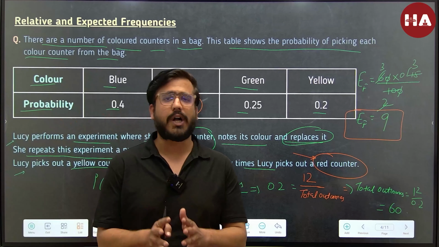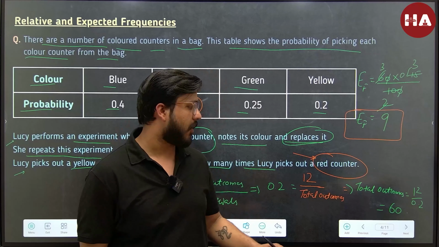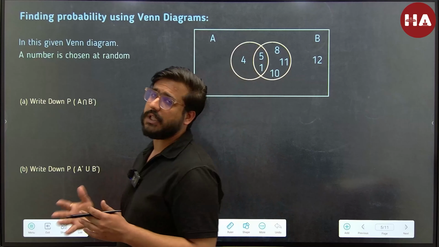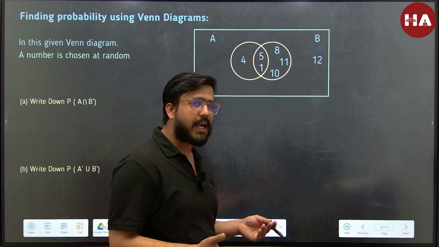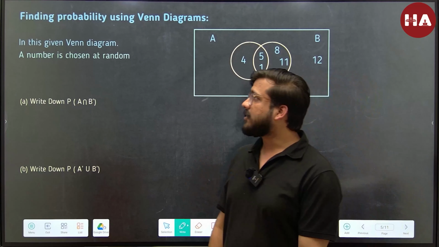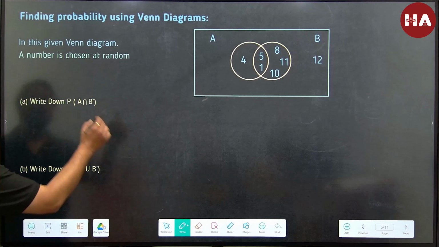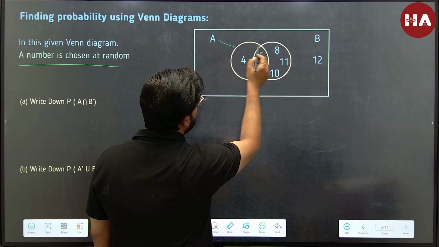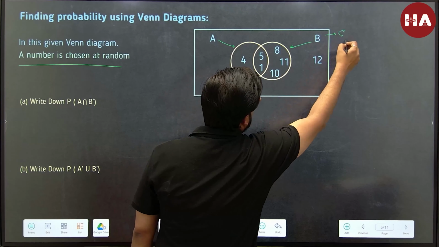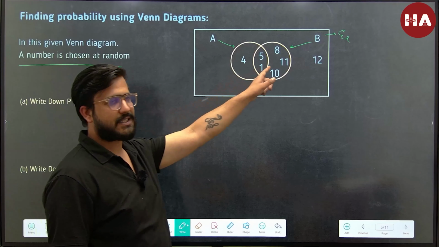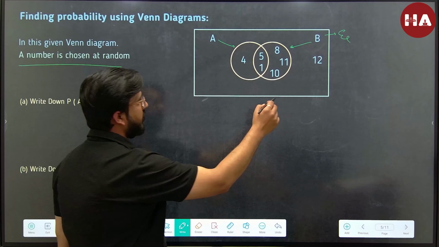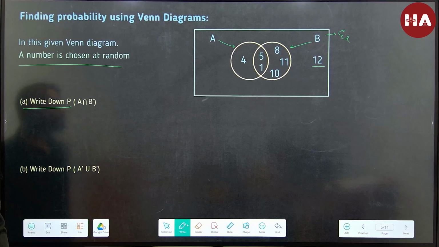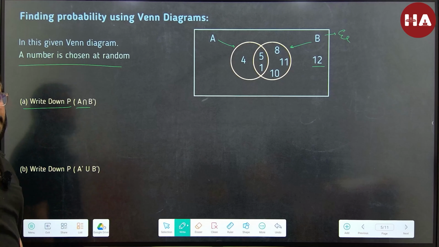Okay, students, what expected frequency is, that we know now. Now let's move to another concept of solving probability questions with the help of a Venn diagram. So we will understand it with the help of a question only. So here you have been given a question. Here you can see that a number is chosen at random. So this is the universal set total, and this is set A and this is set B consisting of numbers, and number 12 is outside A and B. Okay, now I have to write down the probability of A intersection B complement.